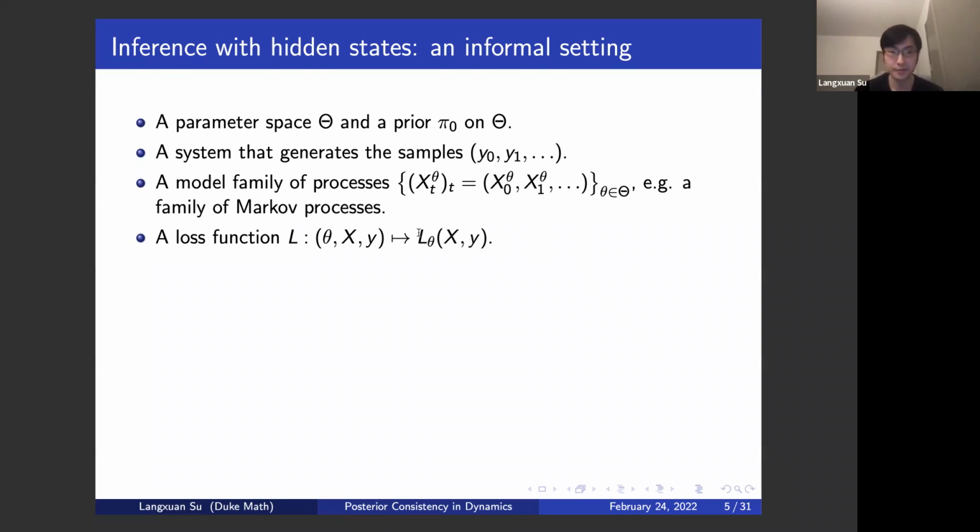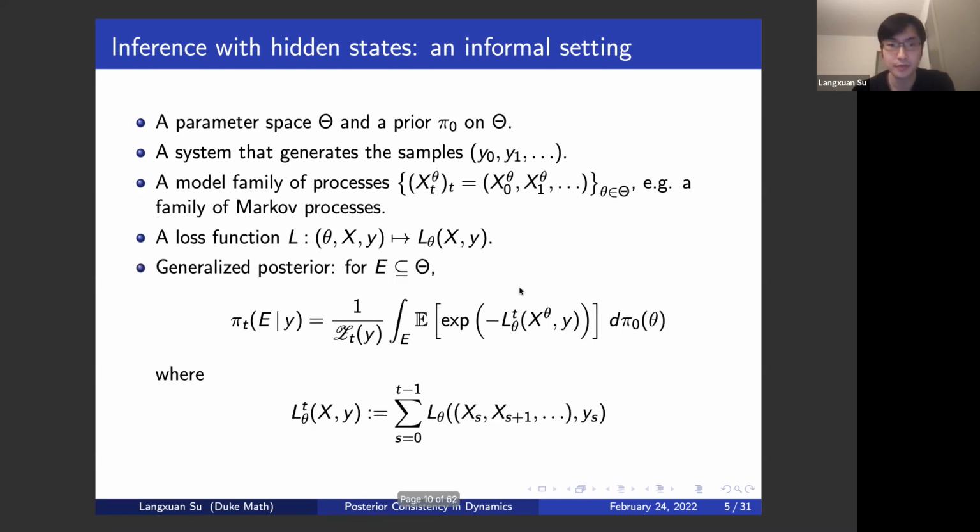So a very typical example is the hidden Markov model, right? So x is your hidden states and your parameters, and then you have samples generated from the hidden Markov model. And you can take a loss function to be the negative log likelihood, and you just go back to your usual Bayesian inference. Okay, so these are the 4 components we have. From this, we want to develop a generalized posterior distribution.